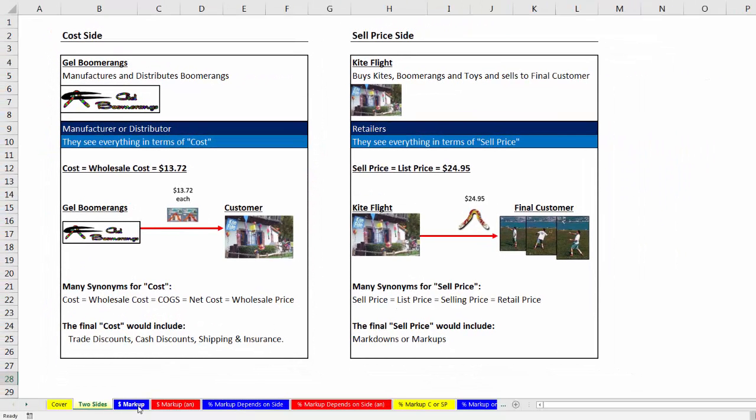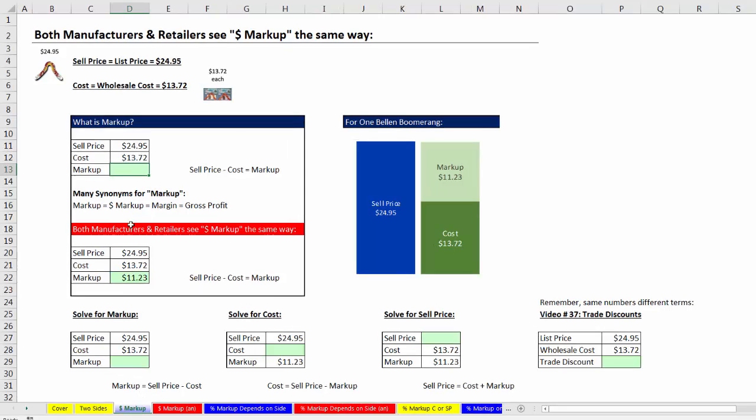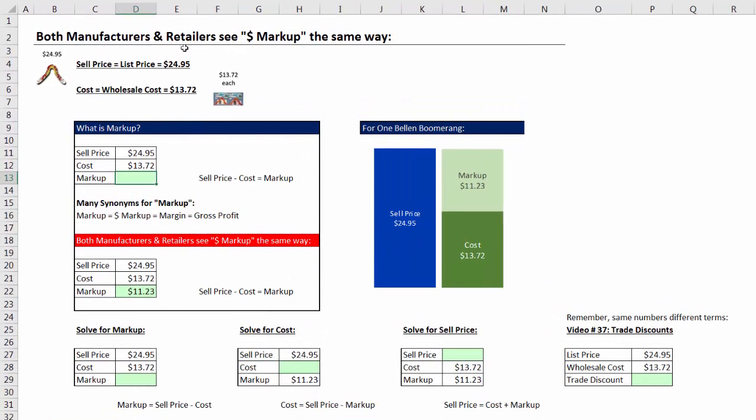Now, we want to talk about the dollar markup before we talk about the percentage markup. So let's go over to the sheet, dollar markup. Both the manufacturers and the retailers see the dollar markup in the same way. Sell price, $24.95. Cost, $13.72. We can calculate the markup if we're given sell price and cost. We simply take sell price minus the cost.